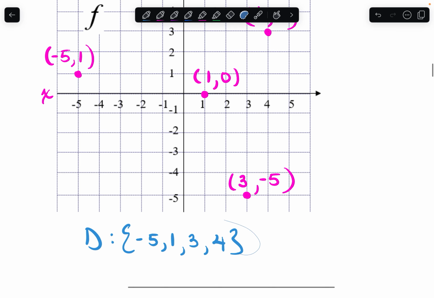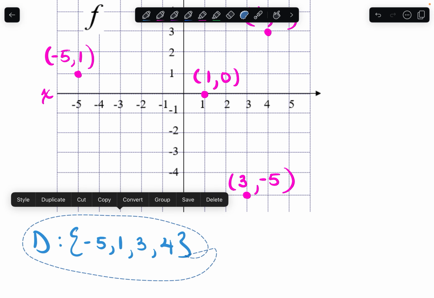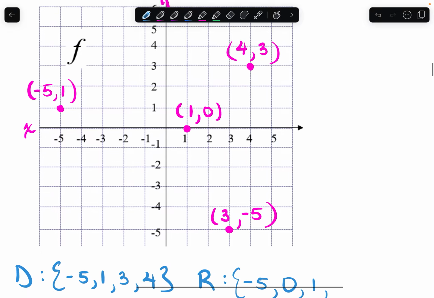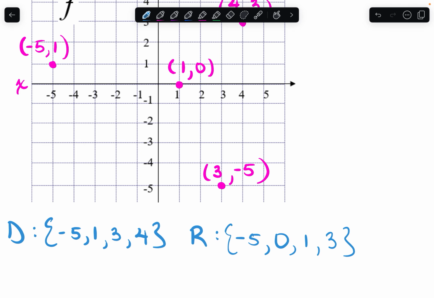So there's my domain. All right, for my range, I'm going to use a capital R with a colon, open squiggle. Now I'm listing the y values. So smallest y, first one we hit was -5. Then we moved up, we hit 0. Then we hit 1. And finally we hit 3. And I'm going to close my squiggle.